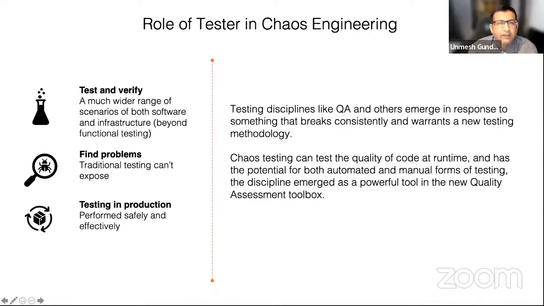Also, chaos engineering at an advanced stage happens in production. So you're also testing in production, performed safely and effectively, especially given the distributed nature of the system, the automation, and the changes that we are deploying every day. Thousands of changes are deployed every day. It becomes impossible to test everything. But a discipline like chaos engineering can help you bring more efficiency to your testing.